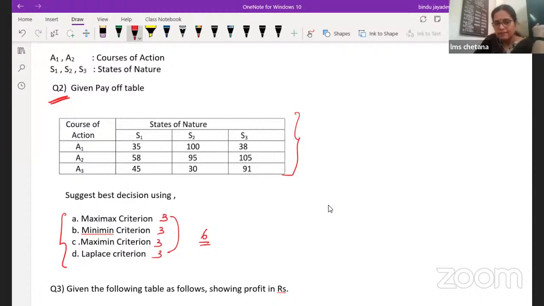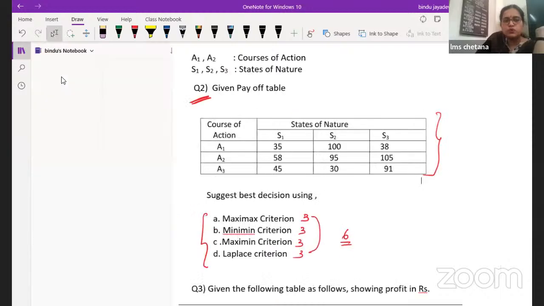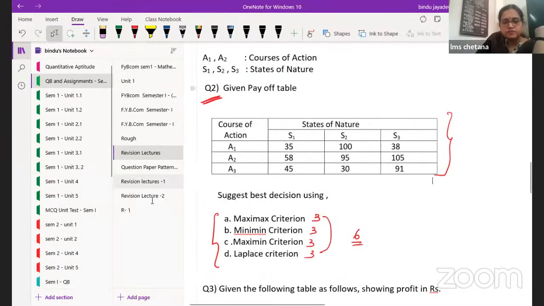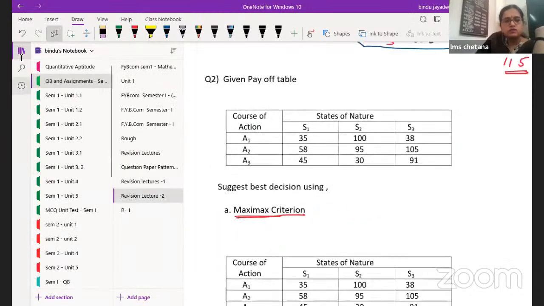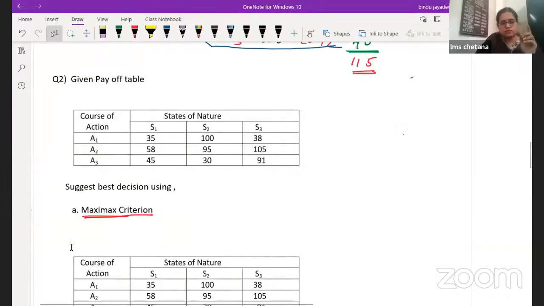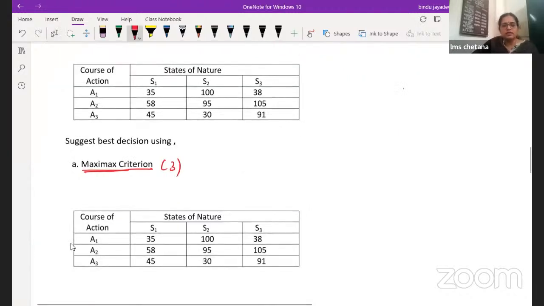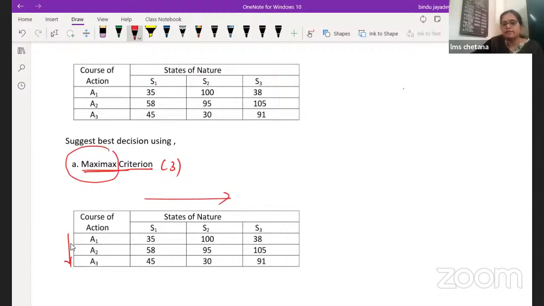Okay. Now this same question I am discussing with you, same criteria. Please listen fast. This is very easy for you. Now please listen. First one, 3 marks question. What is that? See, the table is there. What is the table? A1, A2, A3 this side, and S1, S2, S3 this side. Now they ask you to do it by Maximax criteria.